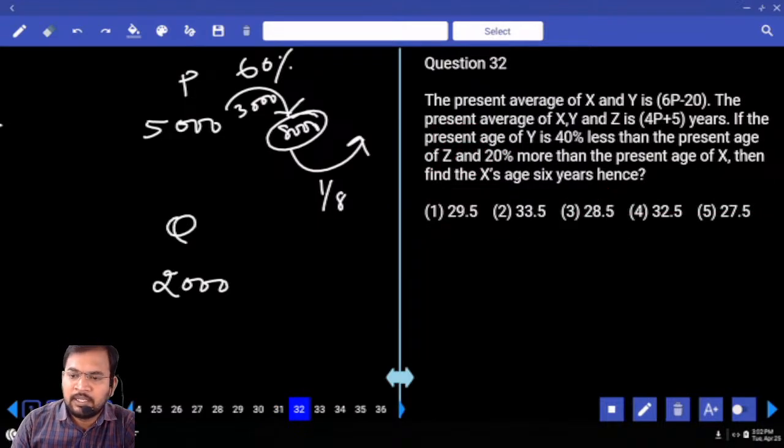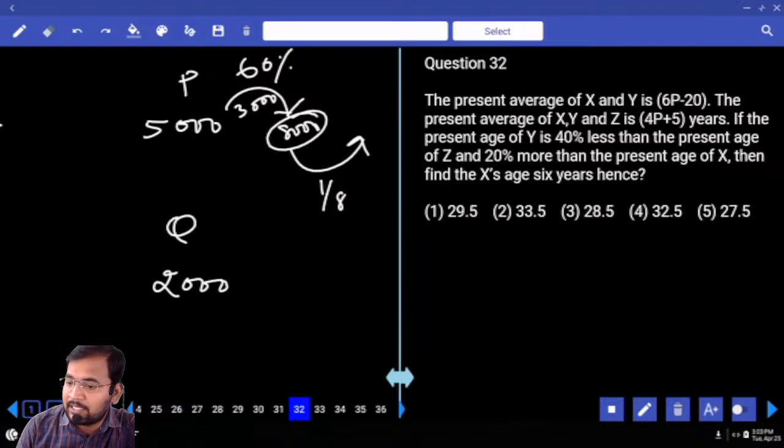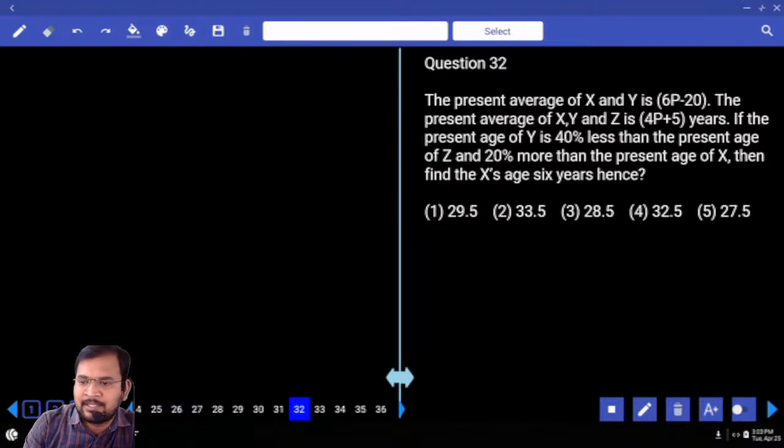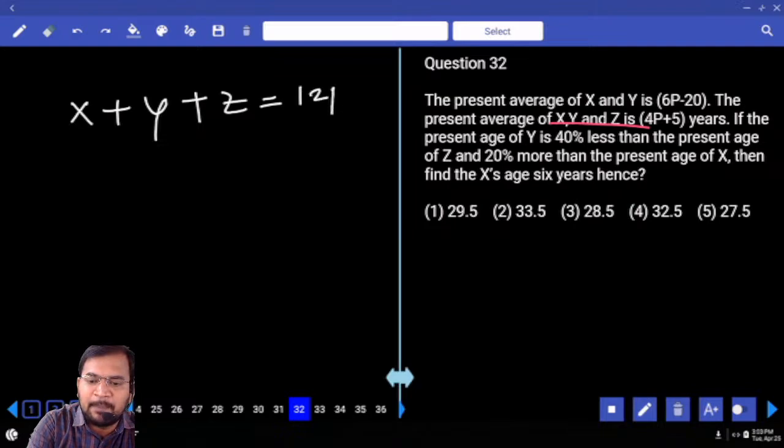Next one. The present average age of x and y is 6p minus 20. The present average age of x and z is 4p plus 5. If the present age of y is 40% less than the present age of z and 20% more than the present age of x, then find the age of x 6 years hence. See here, x, y, z. The average of x, y, z is 4p plus 5. The sum is into 3, which is 12p plus 15.